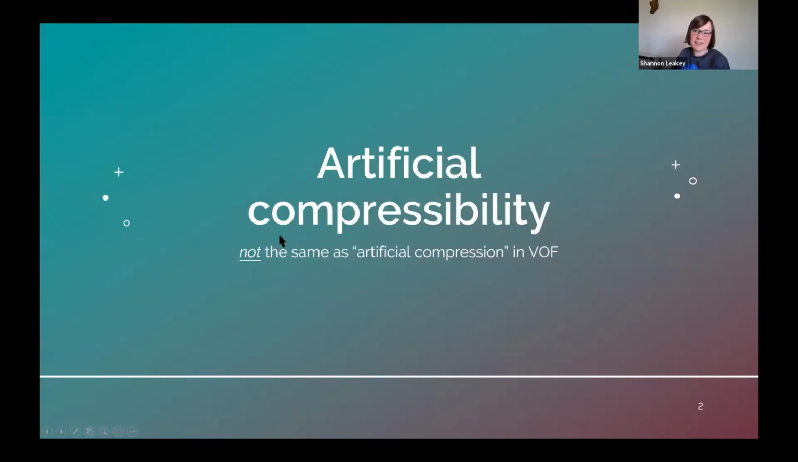Okay. This is not the same as artificial compression. I'm just putting that out there at the start in case it's confusing, because they're very similar words. Although once you see the results at the end, you might think that I need some of that artificial compression that's in interFOAM.